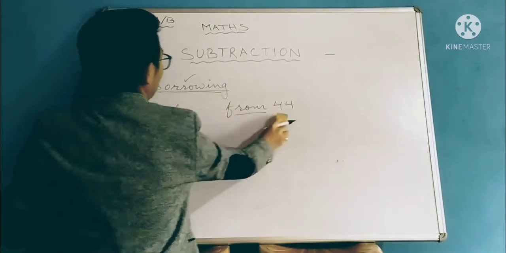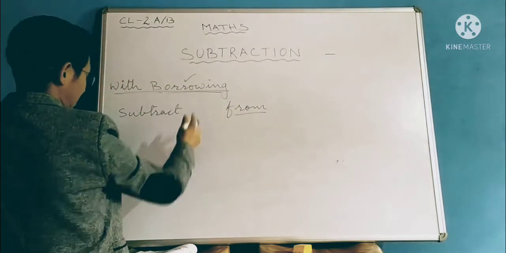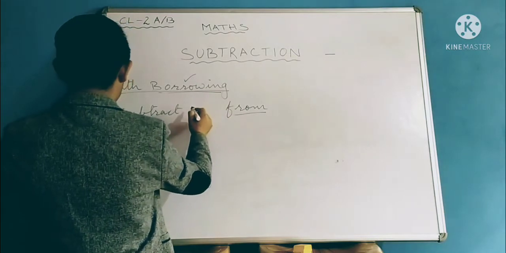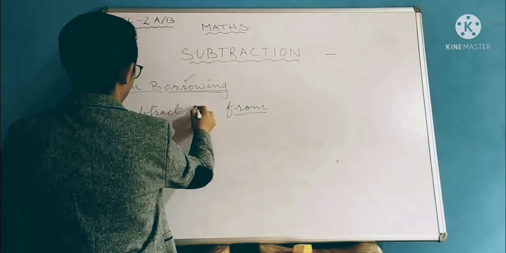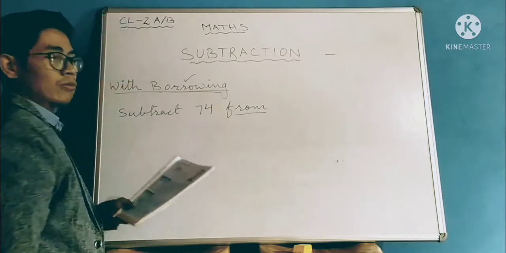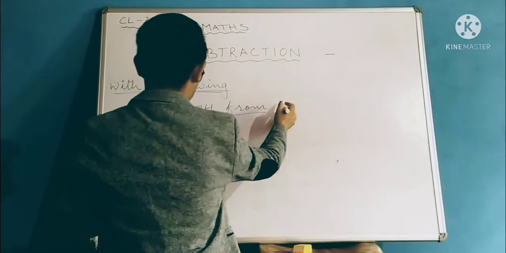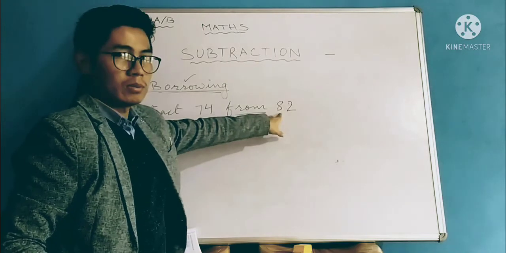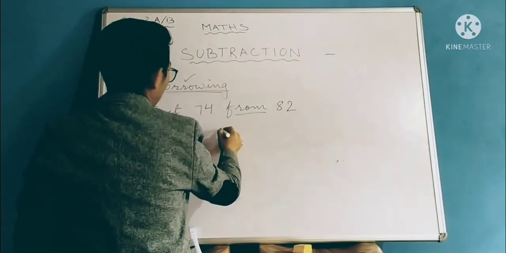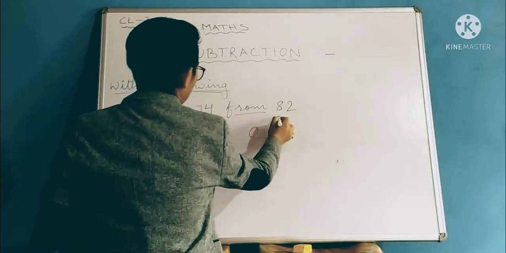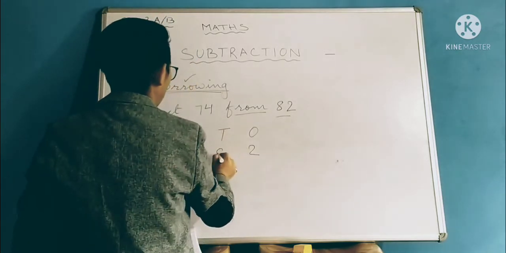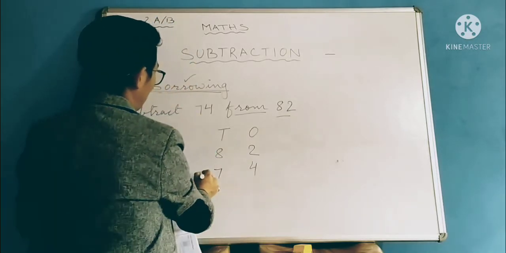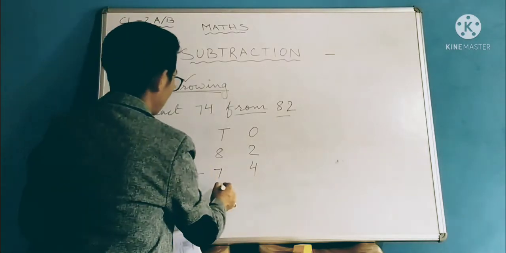I'll do it from the book itself. Subtract 74 from 82. From means you need to write this number first. Tens and ones: this 8, 2. Next, ones: 7 and 4. Minus sign, or subtract sign.